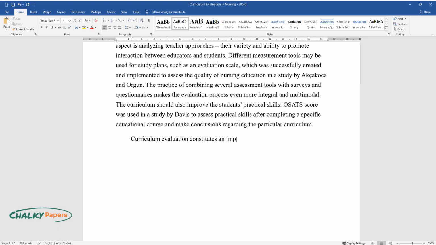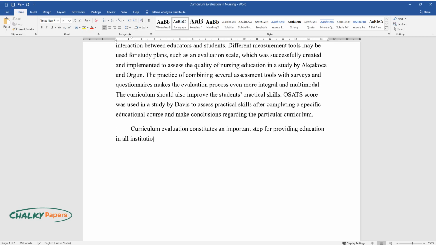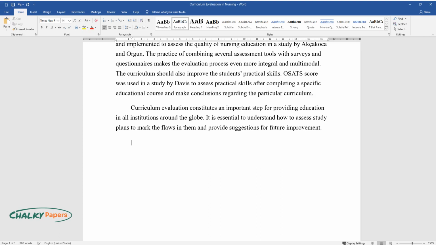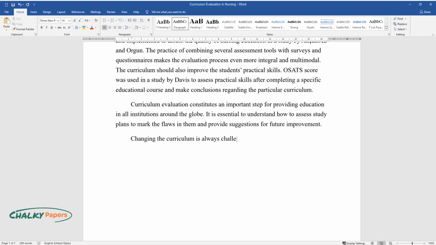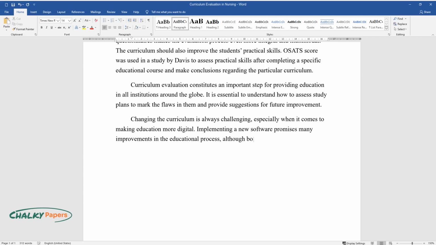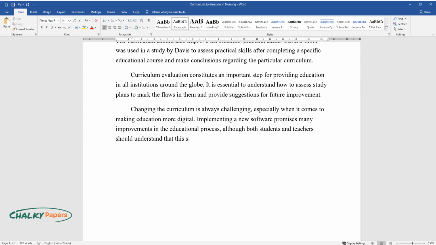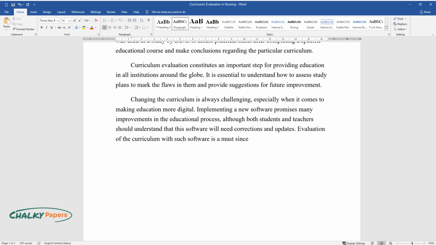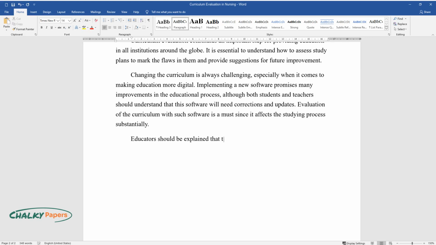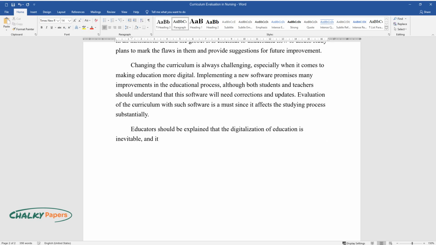Curriculum evaluation constitutes an important step for providing education in all institutions around the globe. It is essential to understand how to assess study plans to mark the flaws in them and provide suggestions for future improvement. Changing the curriculum is always challenging, especially when it comes to making education more digital. Implementing a new software promises many improvements in the educational process, although both students and teachers should understand that this software will need corrections and updates. Evaluation of the curriculum with such software is a must since it affects the studying process substantially. Educators should be explained that the digitalization of education is inevitable, and it is already underway.